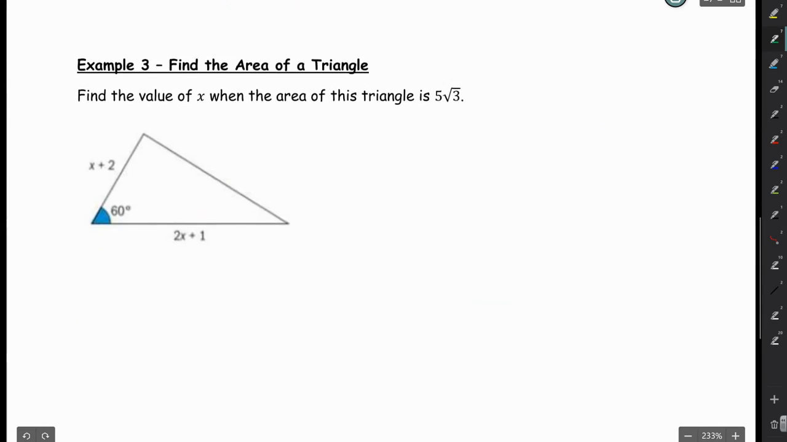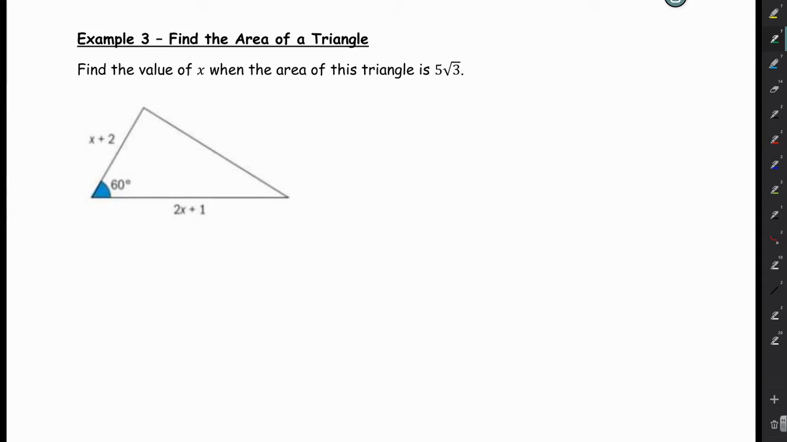Right, so now we're going to take it up a notch. I assume that you are good at copying down a formula, filling it in, and putting in your calculator. There's really not much to that. So we're going to take it up a little notch now with this problem. It says, find the value of x when the area of the triangle is 5√3.